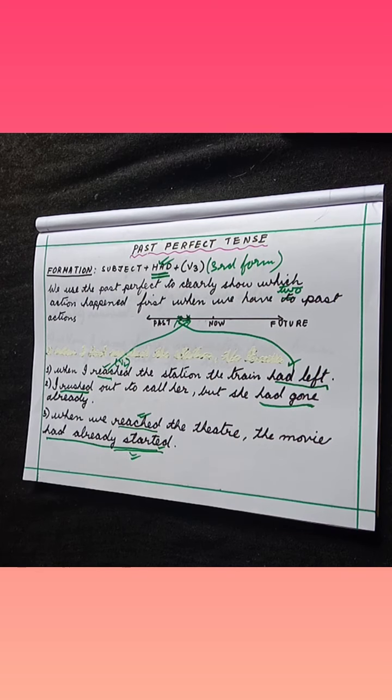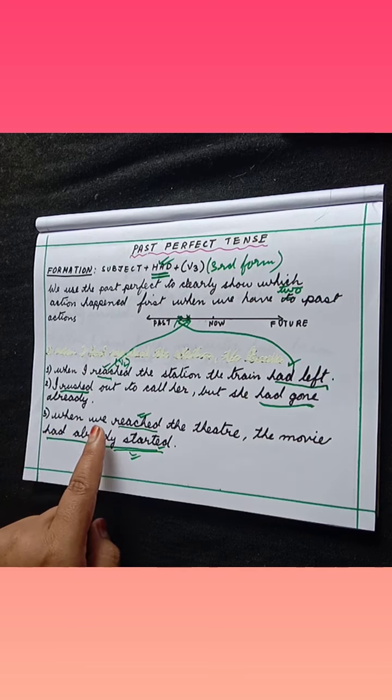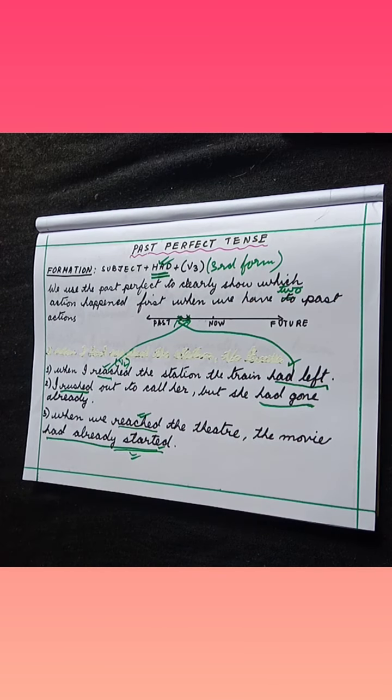Alright, and then after she had already gone, I rushed behind her to call her. Am I clear? So past perfect tense is used to clearly show which action happened first when we have two past actions.